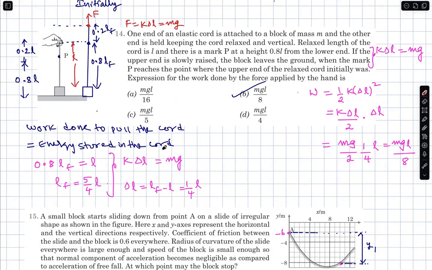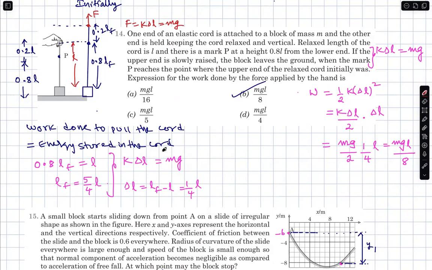So I have studied 2 points in this question. I have understood 2 different points in this question. Now I am stepping into the last point. What do you want finally? Work done by the force applied by the hand.